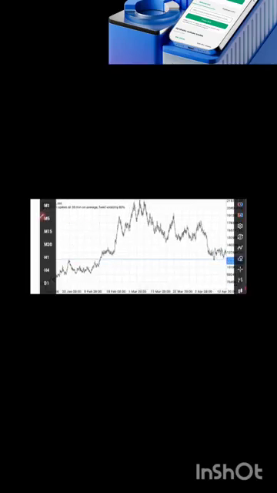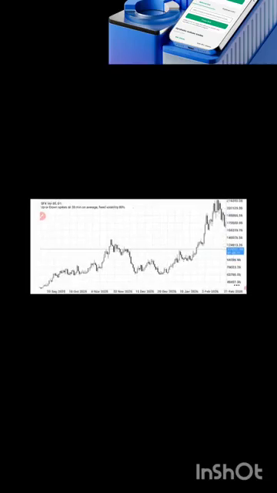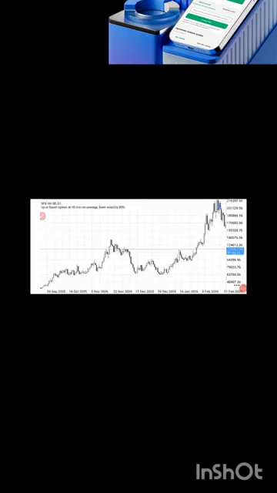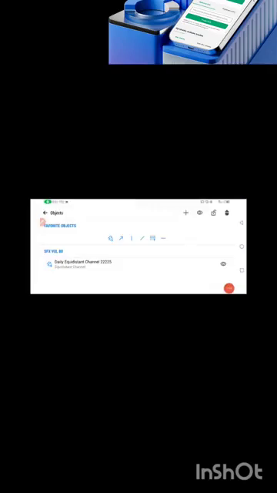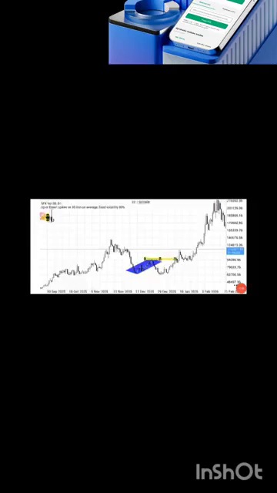let's shift to the daily time frame. Okay, so we have this part. This part was an uptrend part. That was a strong resistance here. So this is a strong resistance.